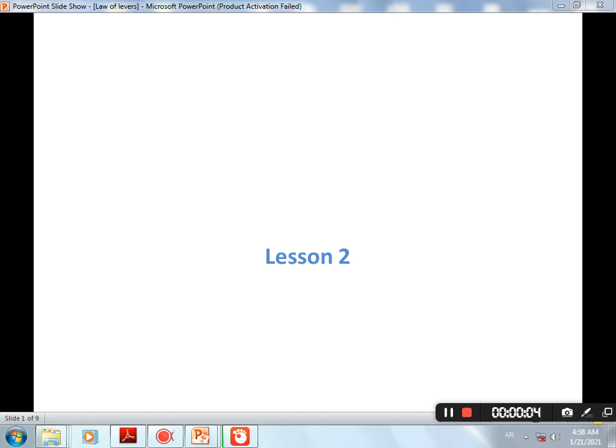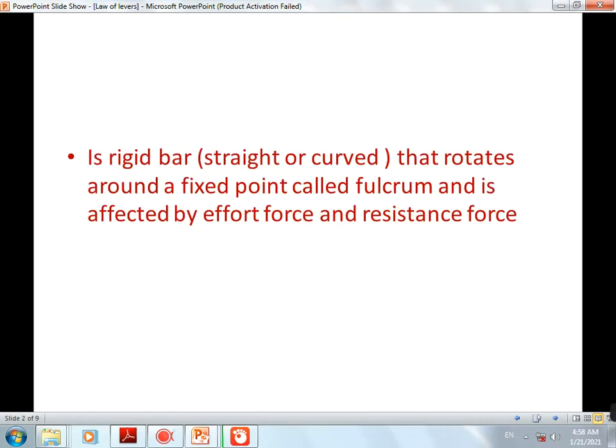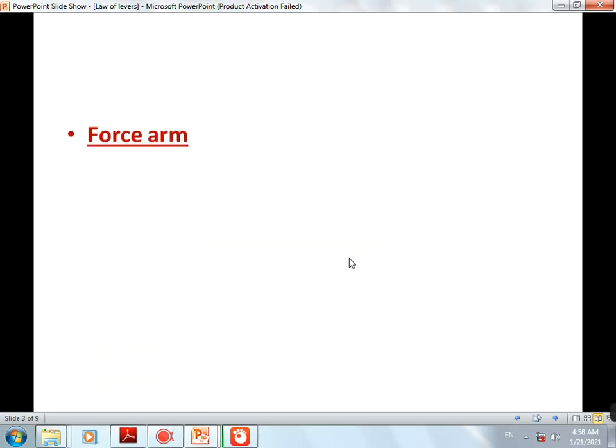Hello, grade 6. Today we are talking about lesson 2, law of levers. We have learned that the definition of a lever is a rigid bar, straight or curved, that rotates around a fixed point called the fulcrum and is affected by effort force and resistance force.